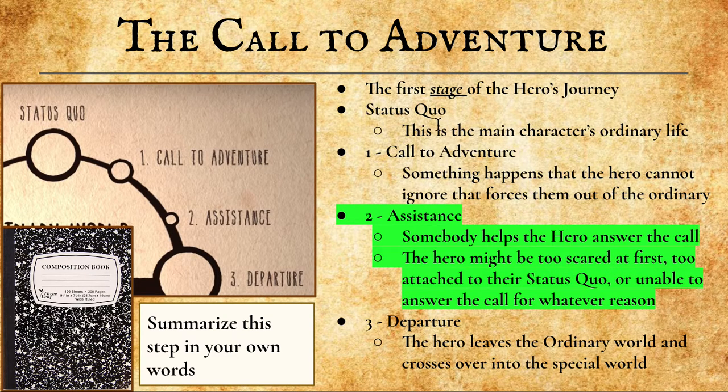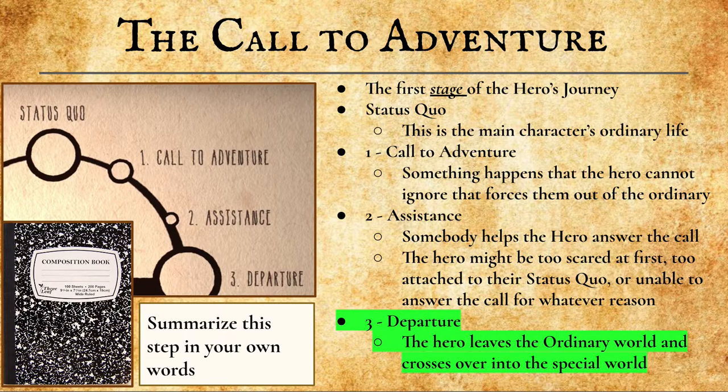They don't want to leave their ordinary world. Or maybe they're just unable to answer the call for some reason. They just think that they can't go on this adventure, but somebody's going to help them do it anyway. Sometimes this is called a mentor, like somebody who comes along and trains this person in some way. Go ahead and pause the video now and summarize this step in your own words.